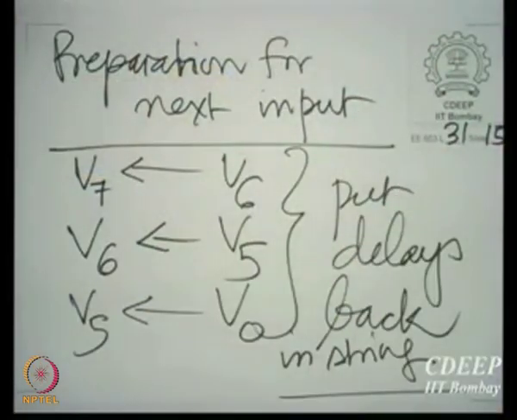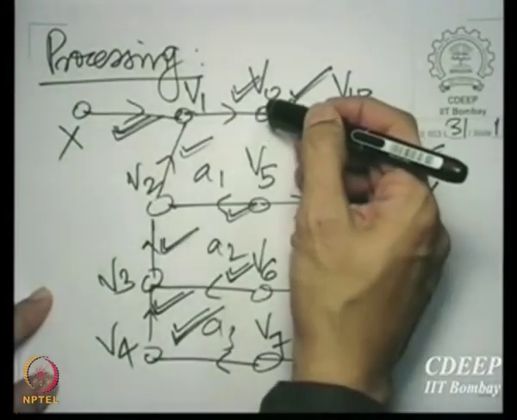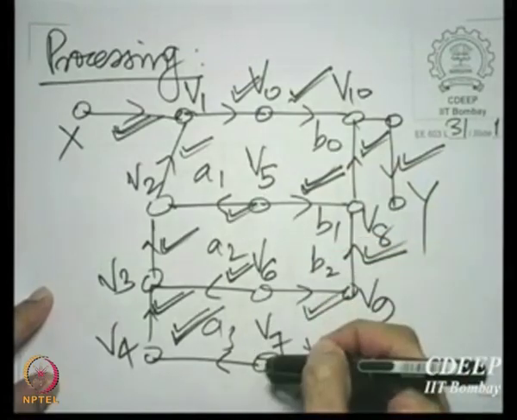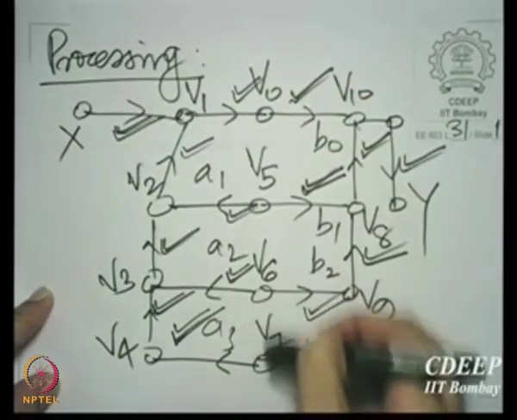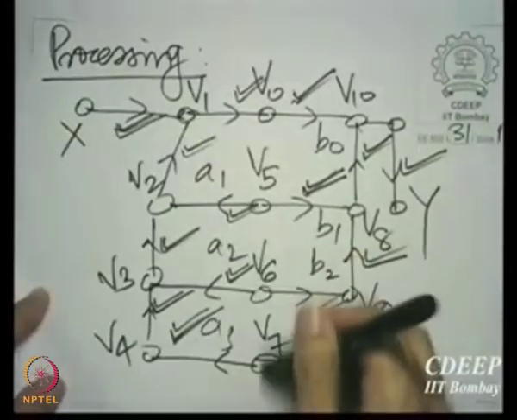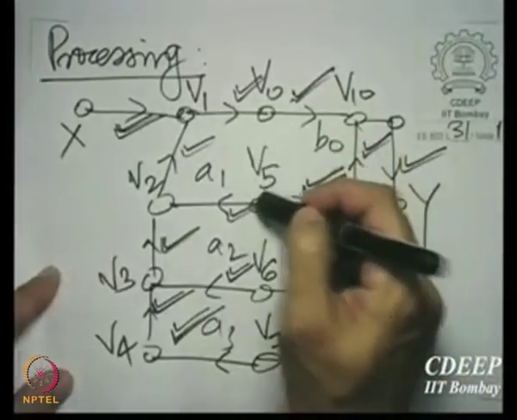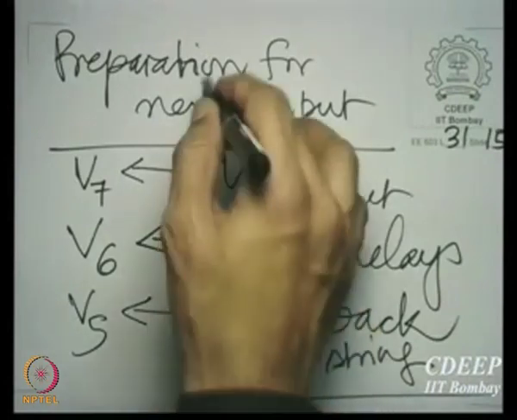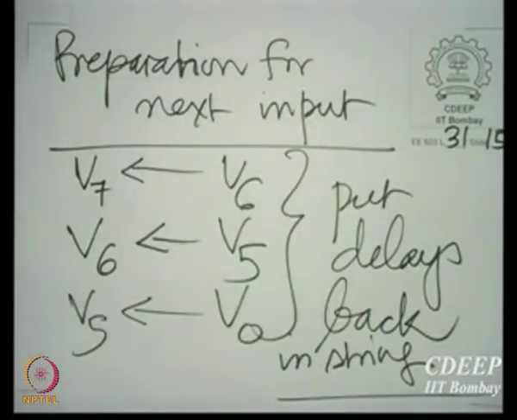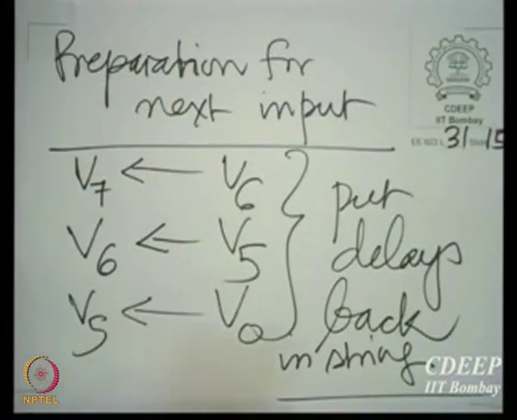How do we prepare for the next input? Look at the string of delays. The string of delays would take you from V0 to V5, V5 to V6, V6 to V7. And in this string, this one is the last delay. And therefore, you need to put at V7 what you had at V6. This is operated first. You need to put at V6 what you have at V5. And you need to put at V5 what you have at V0. So this is the preparation that you need to do for the next sum. In a sense, preparation for the next input means putting the delays back in the string where they were. That's what we are saying here. Put the delays back in the string.